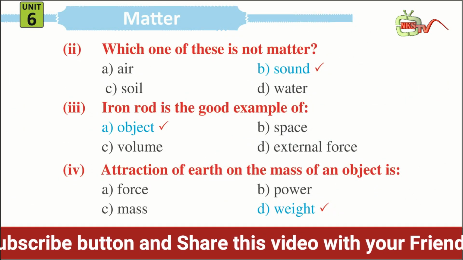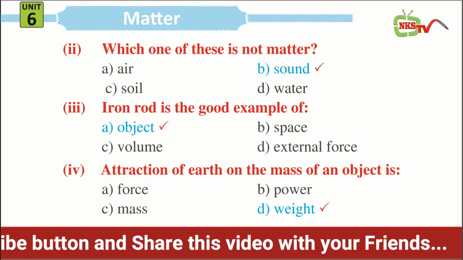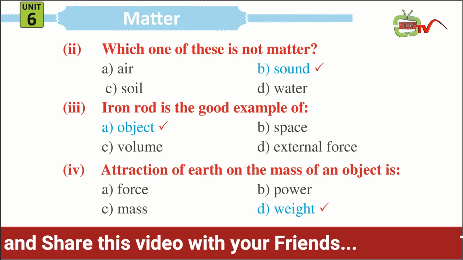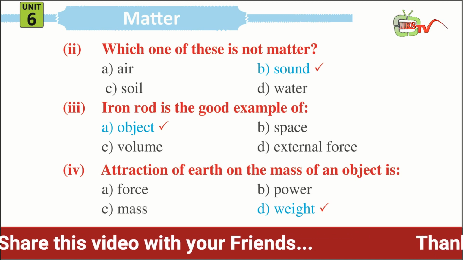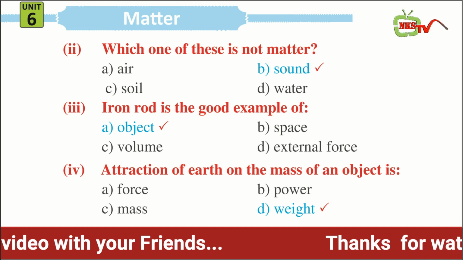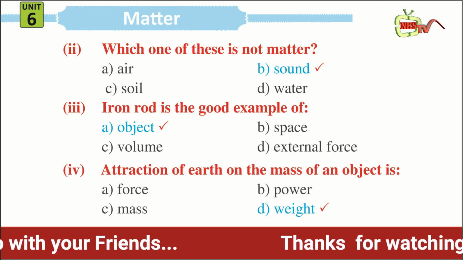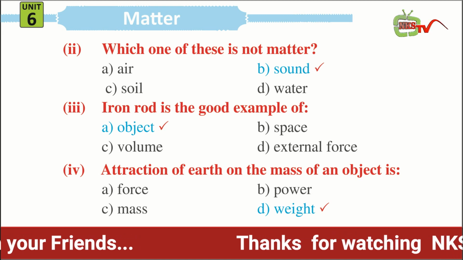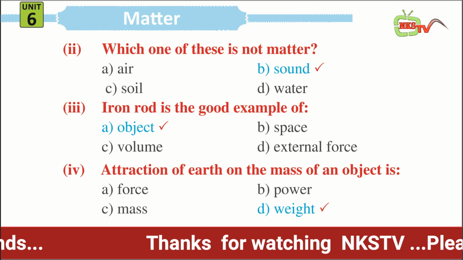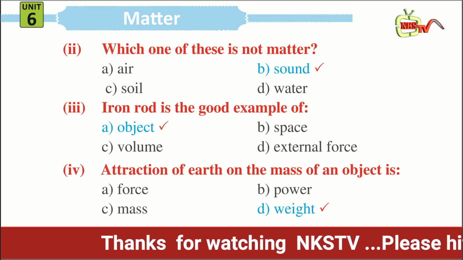Number 2. Which one of these is not matter? A. Air. B. Sound. C. Soil. D. Water. The correct option is sound. Number 3. Iron rod is the good example of A. Object. B. Space. C. Volume. D. External force. The correct option is A.